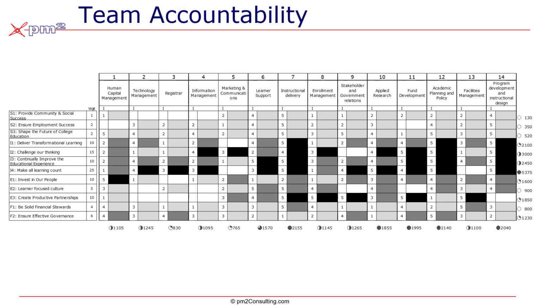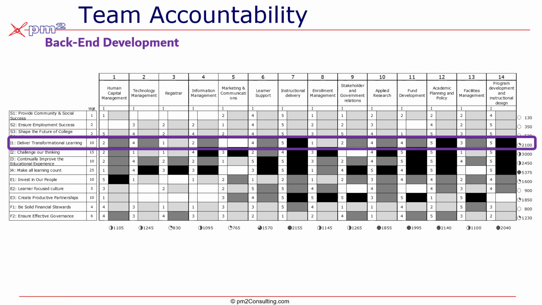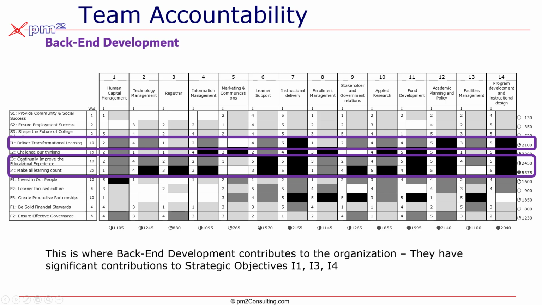Now, if we take a look at a team, let's say in this case we're taking a look at the back-end development team. The back-end development team has a clear role in delivering objectives I1, deliver transformational learning, I3, continually improve the education experience, and I4, make all learning count. And we can tell that because of the number of black cells across there.